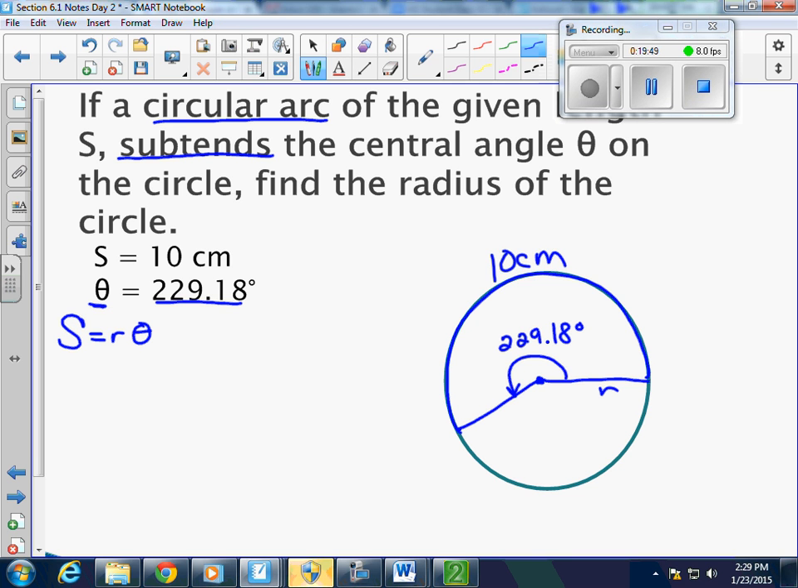Is the angle that we have given to us in radians? No. So we have to convert to radians first. I'm going to divide by 180 degrees, and I'm going to multiply by pi in order to have the accurate type of angle that we need.